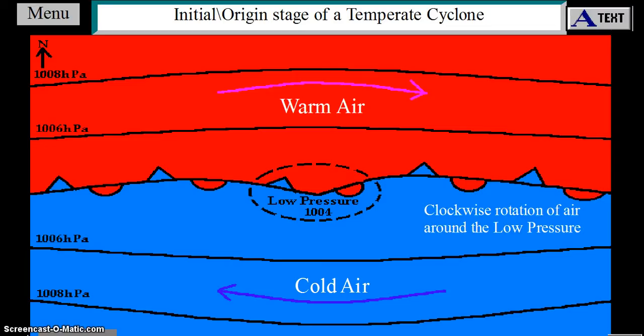A low pressure cell develops. The low pressure strengthens at the apex and winds begin to rotate clockwise around the low pressure cell in the southern hemisphere. The weather system starts to move from west to east in the westerly wind belts.